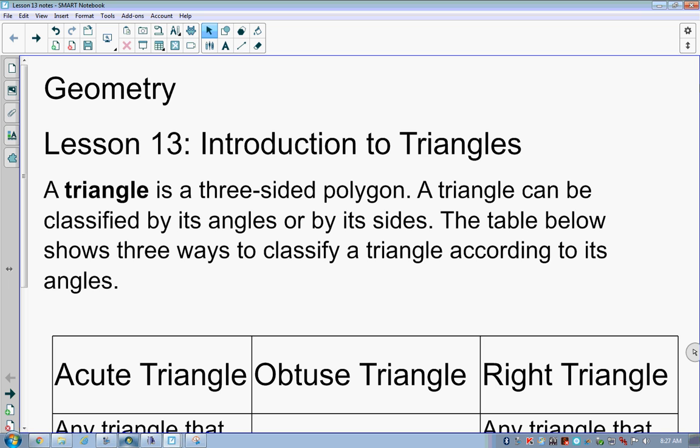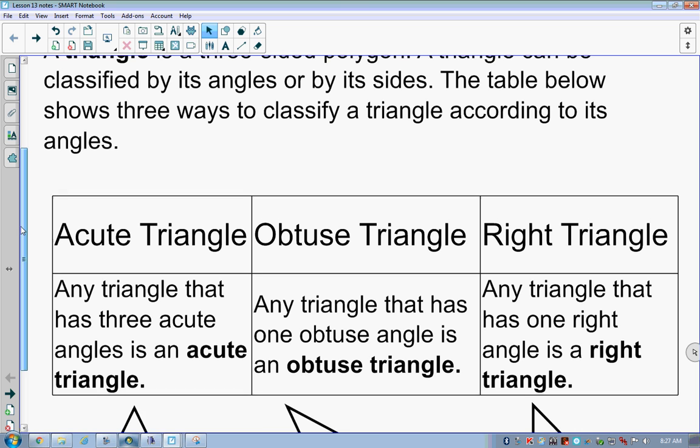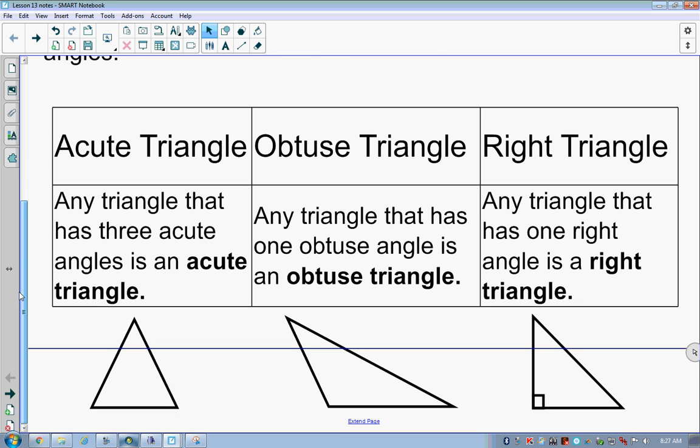So we find that in other polygons, polygons are made up of triangles. A triangle can also be classified by its angles or by its sides. And we're going to show from our table here, both on this table and on the next table, how we can classify triangles. Okay. Here we see that we can classify triangles by their angles.